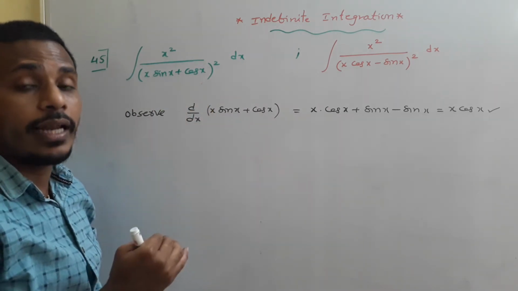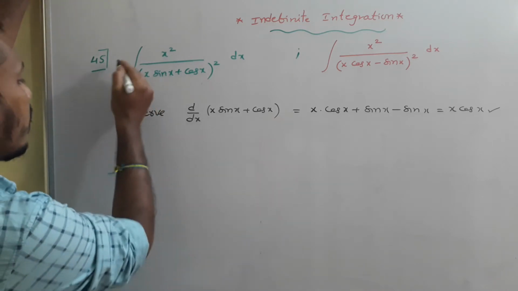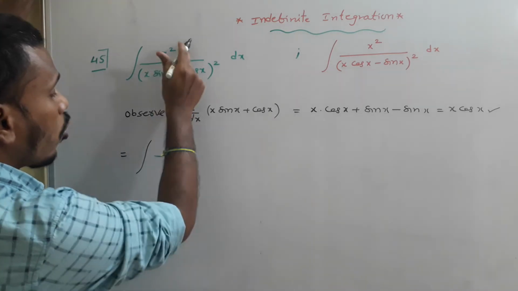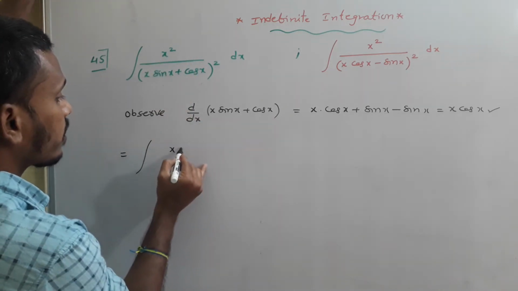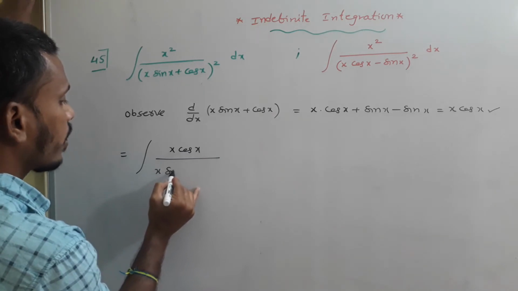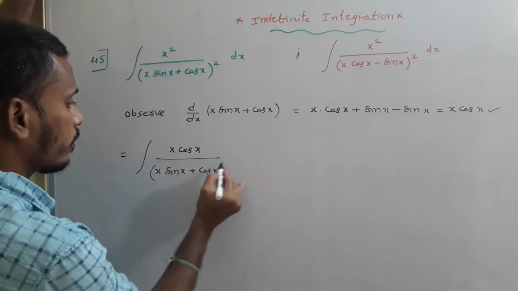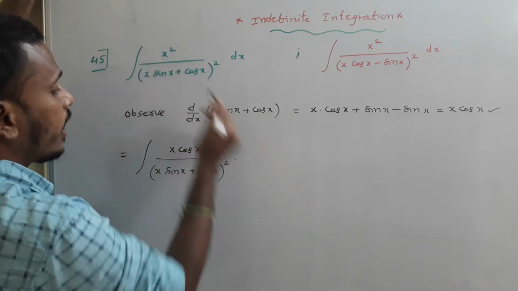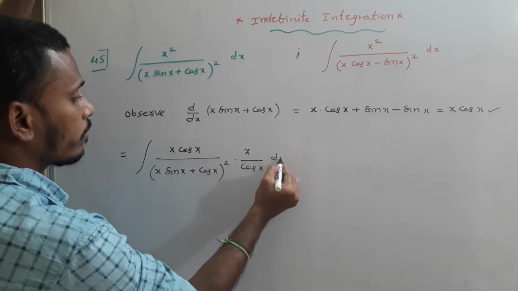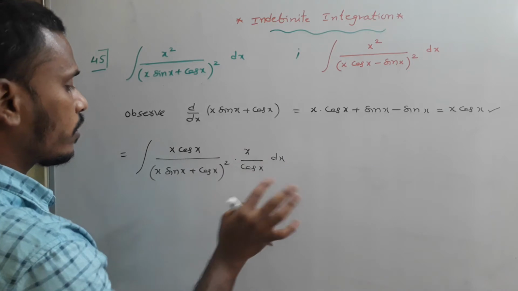So I need to get that x cos x in the numerator of the function. I will rewrite this given problem as integral of x cos x divided by (x sin x plus cos x) whole square, and to balance, I need to multiply by x by cos x, dx. Is it right? Here we have x square, so x into x square, cos x and cos x both get balanced.